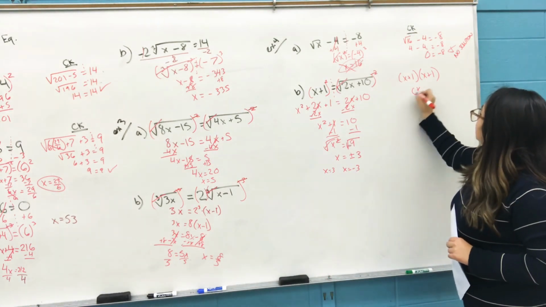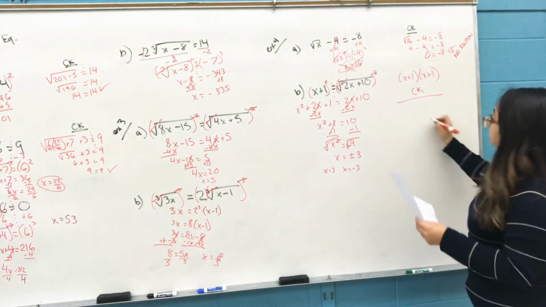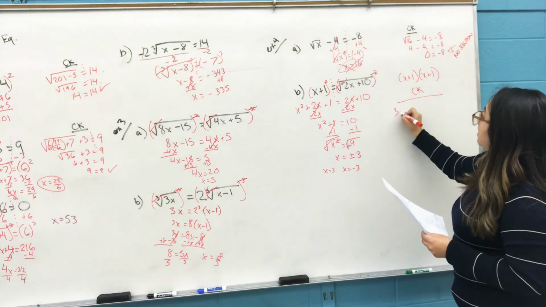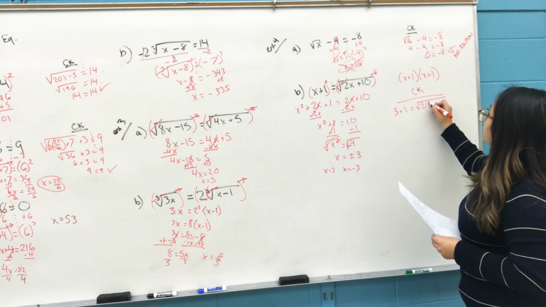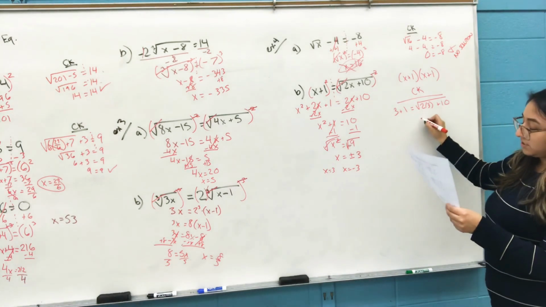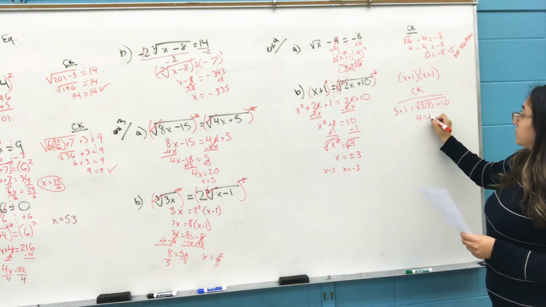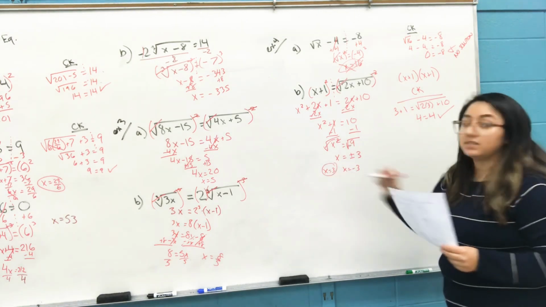So to check it, we're going to do the first way, which means you have to solve it out. Get 3 plus 1 is equal to square root of 2 times 3 plus 10. You solve it out, your answer, you're going to have 4 is equal to 4. You can do that on your own time. And it works out for the x equals 3. So that's a good thing here.